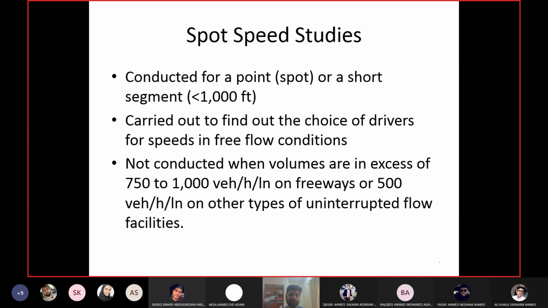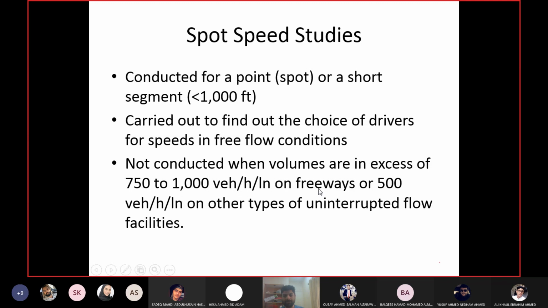Now, theoretically, ideally, free flow means zero density. But zero density means no vehicles. So if there are no vehicles, how can you measure the speed? So we have put a range up to which free flow speed or spot speed can be measured. That range is up to 1000 vehicles per hour per lane for freeways and 500 vehicles per hour per lane for other uninterrupted flow facilities.